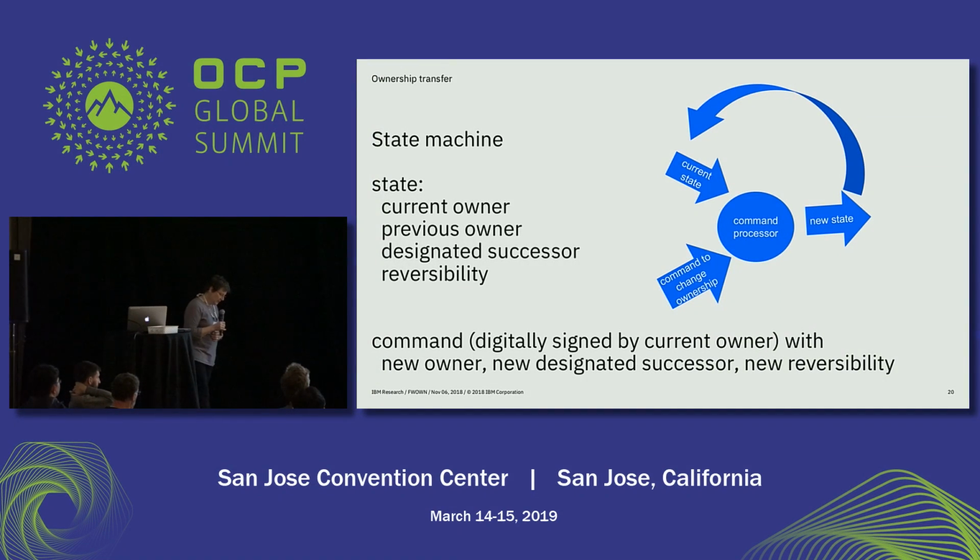The way we have implemented this is with a very simple state machine where you start off with your current state. There's one command that says, I want to change the owner. This command processor then evaluates whether the command was properly signed and whether the state change is allowed. And once there is a state change, then you go back to the beginning and you start all over again. It's a really, really simple state machine that doesn't require a lot of memory.